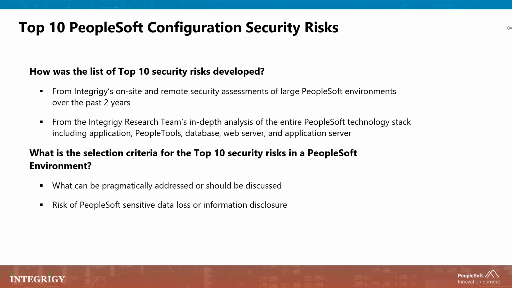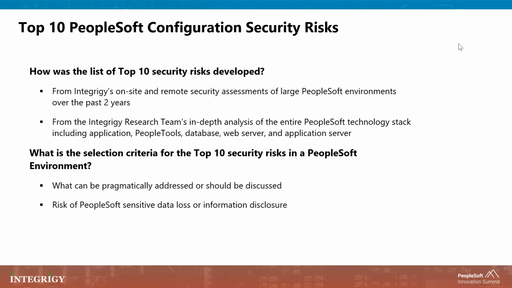What was the criteria for the ones that actually made the list? Well, we want to be pragmatic: things that you can actually address and resolve, and things that really provide a risk of disclosure of data, loss of sensitive data. Because again, a lot of PeopleSoft environments contain very sensitive data, especially on the HR side. So we've really combined this down into a very finite list of things that you really should be focusing in on first. These are the important things.